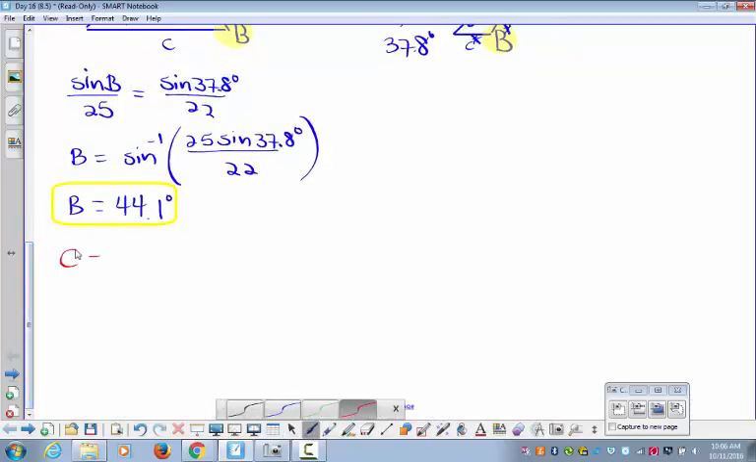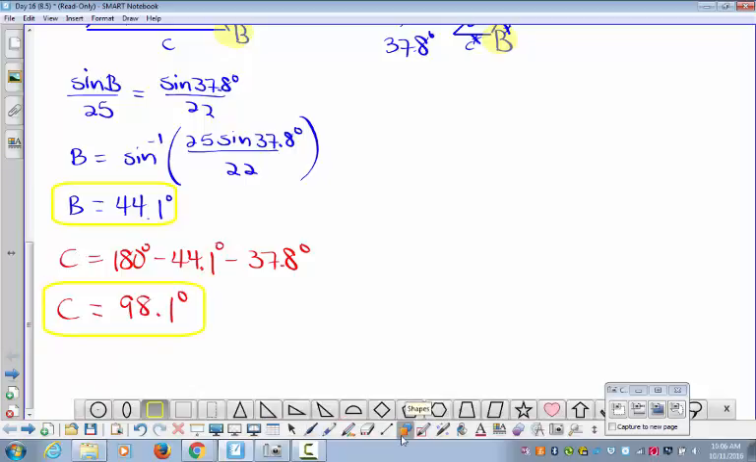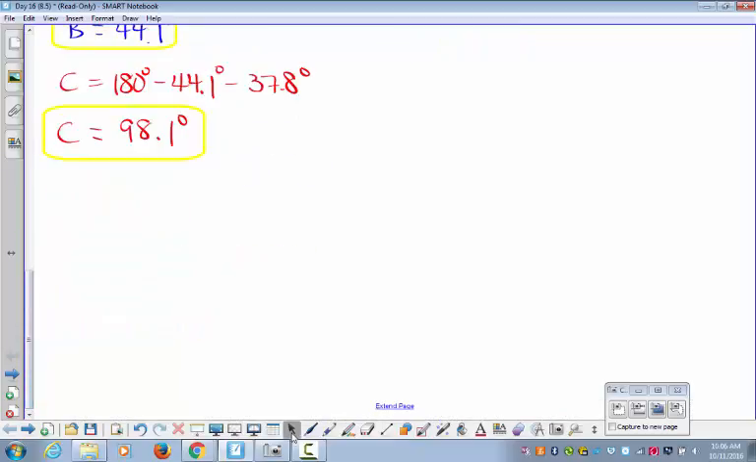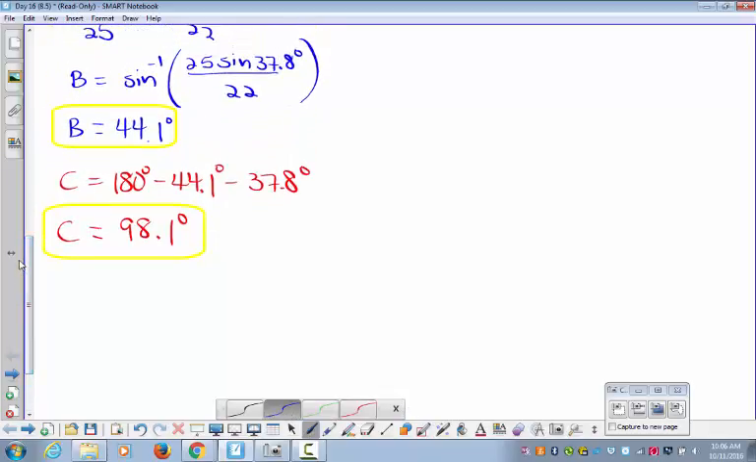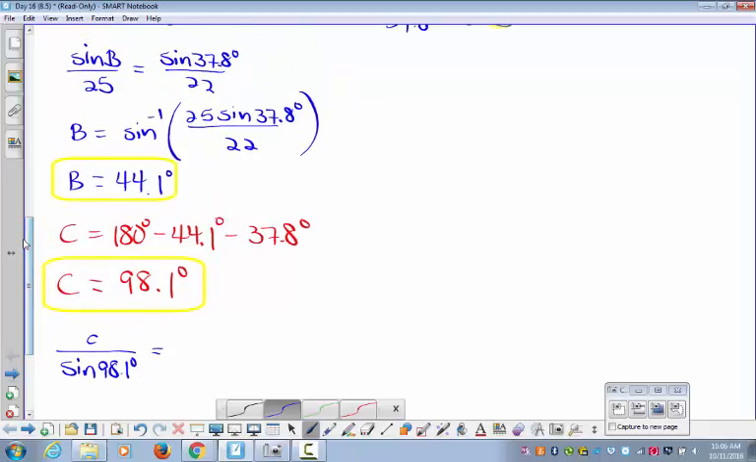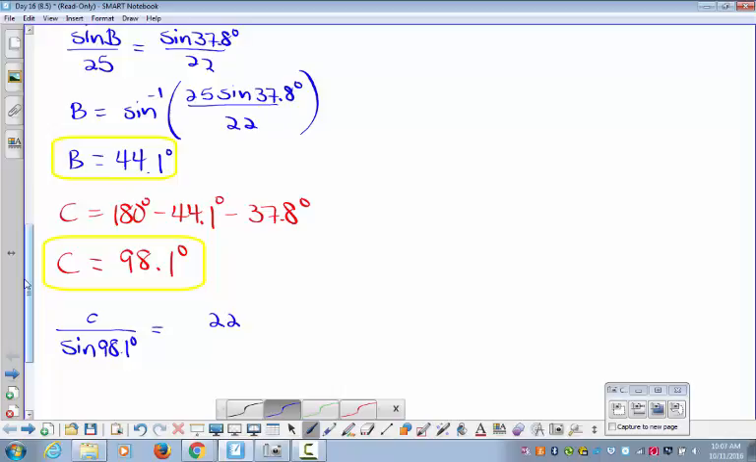So angle C is 180 minus 44.1 minus 37.8. When we type all that in, what do we get? 98.1 degrees. Thank you. 98.1. Now we can go for side C. Now that we have the angle opposite side C, then we can set up our proportion with side on top. Again, I think it's helpful to put your unknown in the top left corner. And if we do a side on top, we do angle down below. So sine of 98.1. And then we can use the same ratio that we used up here, but we just invert it, reciprocate it.